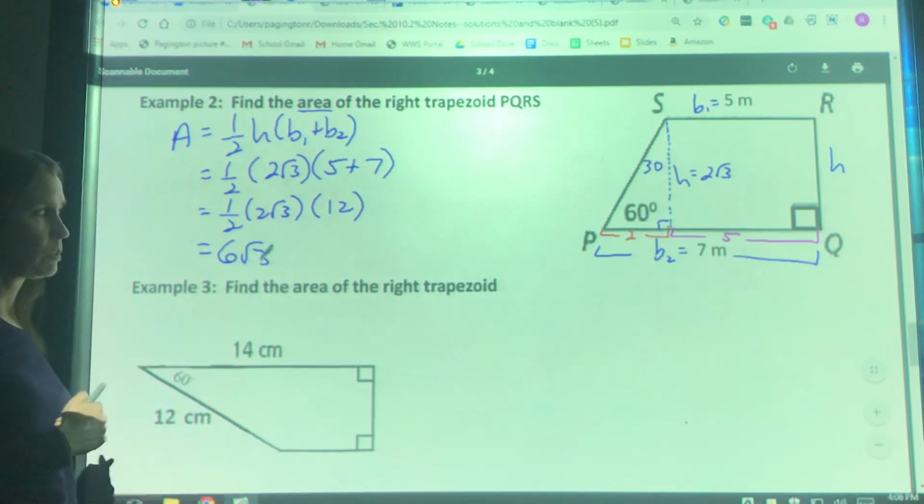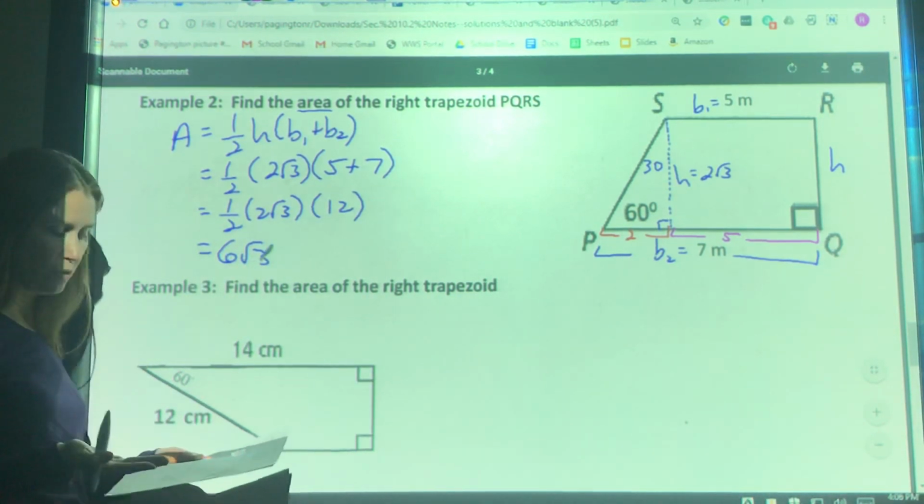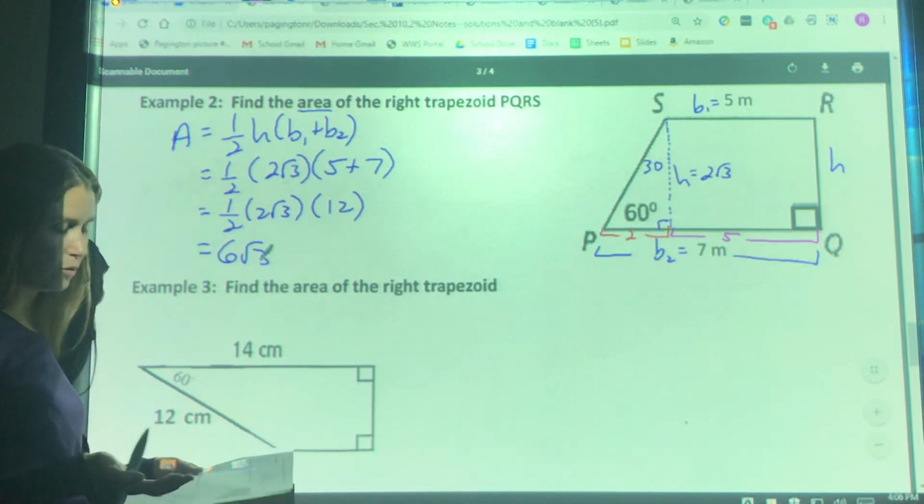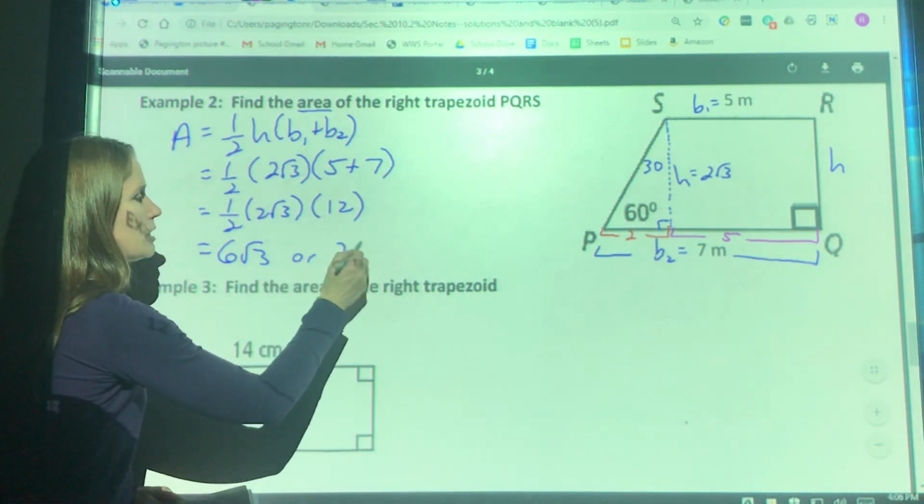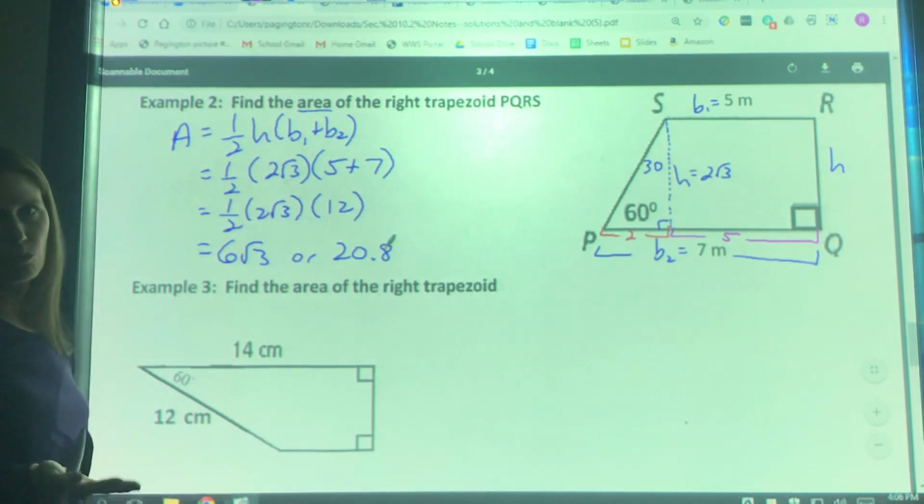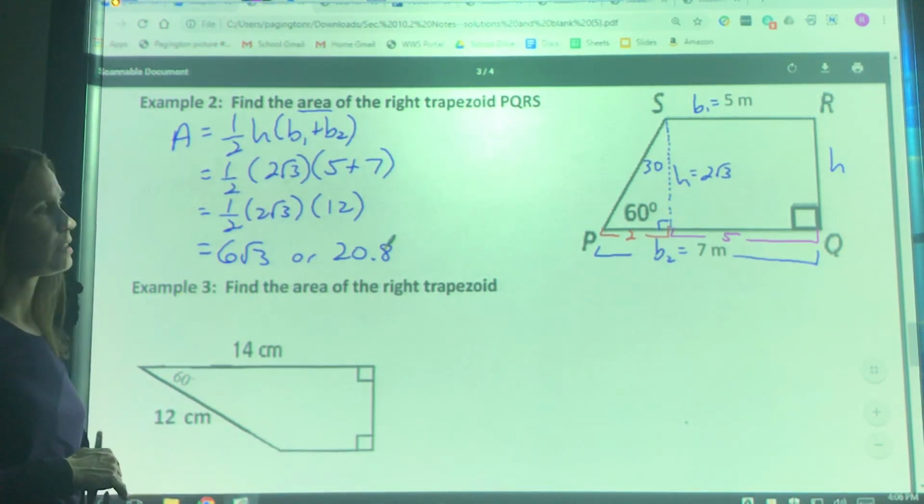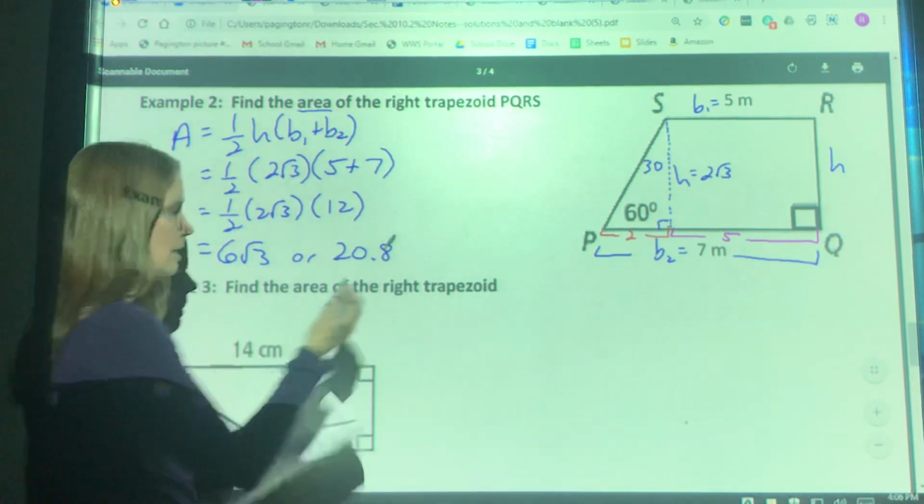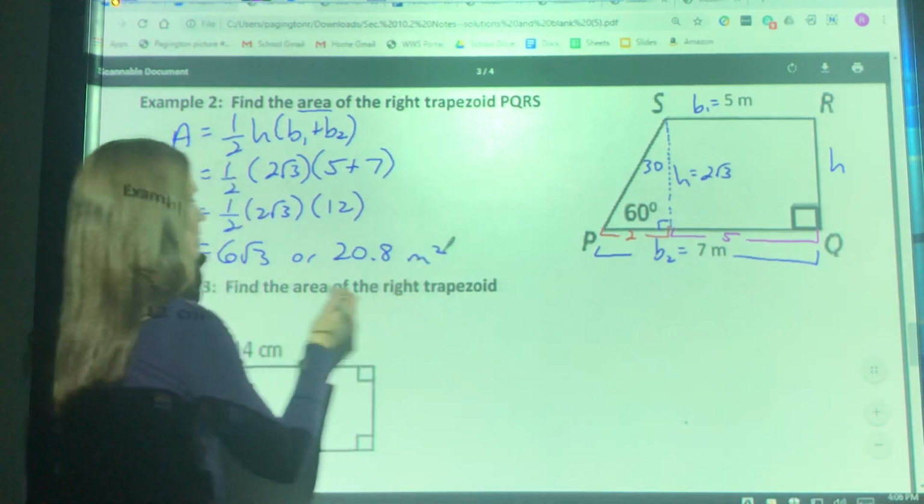Or if I go ahead and multiply 6 times square root of 3, if they do ask for decimal form, then I would get 20.8. So just make sure you know how to do both ways so that you will be prepared to answer it either way that you are asked. And that is going to be meters squared.